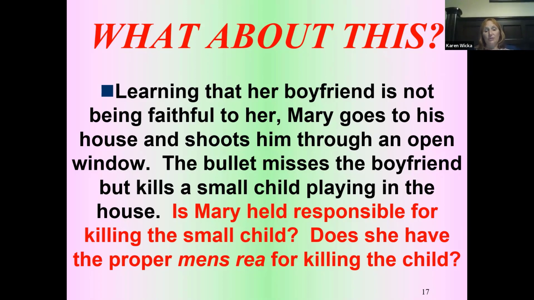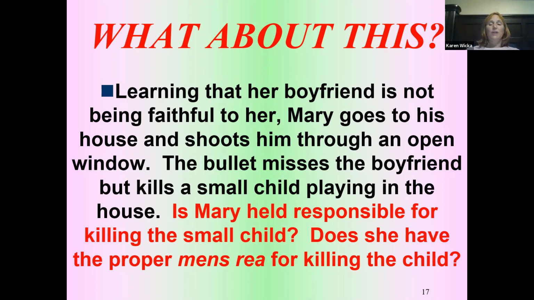So let's think this through. It's a murder. So most murders are going to be an intentional mens rea. So then we have to ask ourselves, did she intend to act? Clearly she intended to act. She went to the house and she pulled the gun and shot a bullet through the window. But now it gets tricky. Did she intend the result? Not really, because she intended to kill the boyfriend. She did not intend to kill the small child. So that would drop it down to reckless.